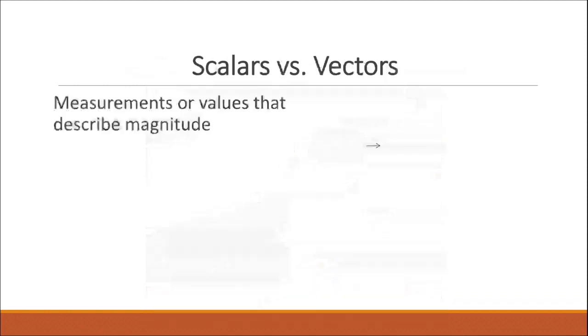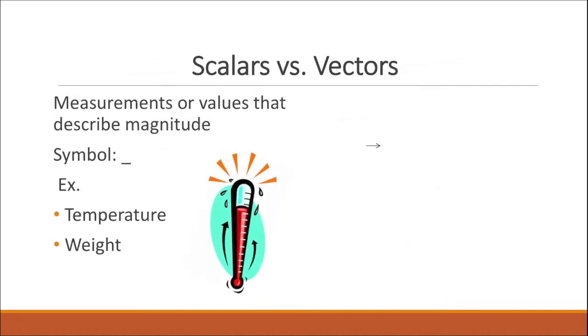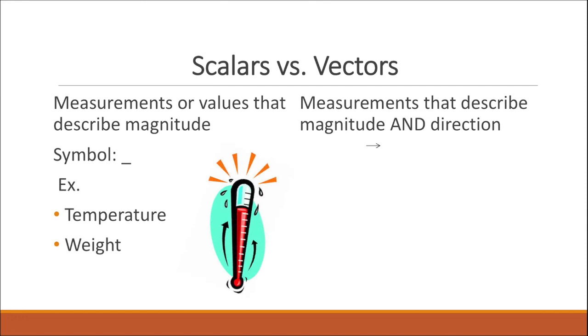Scalars are measurements or values that describe only the magnitude or size of a measurement. There is nothing special about the symbol in a scalar. Some examples of scalars are temperature and weight. On the other hand, vectors are measurements that describe both the magnitude and the direction. You can tell a vector by an arrow above the symbol. Some examples of vectors are when you give directions or when you describe your location.